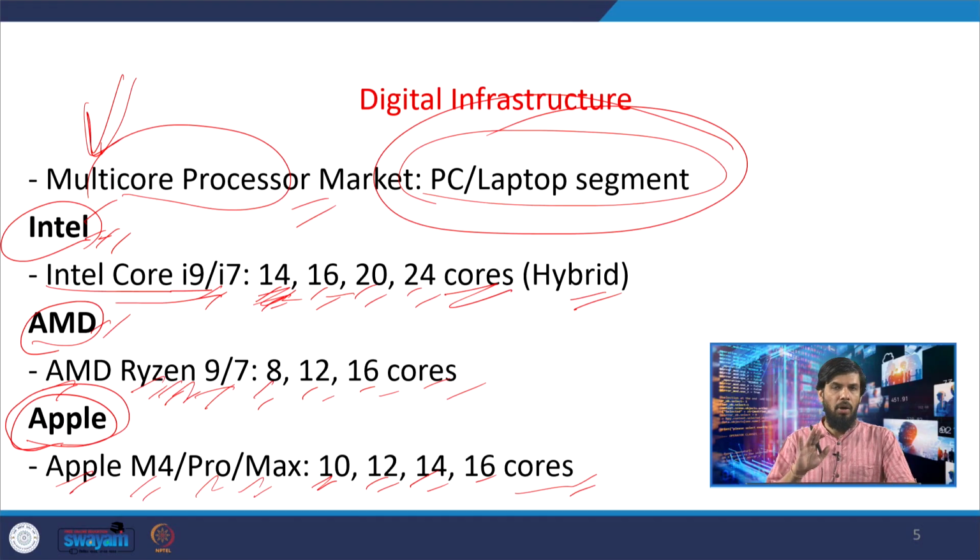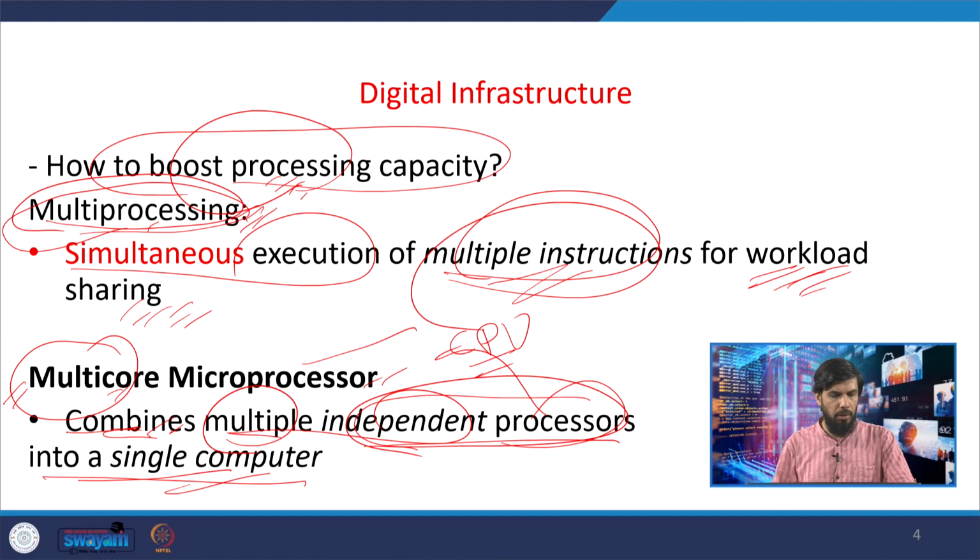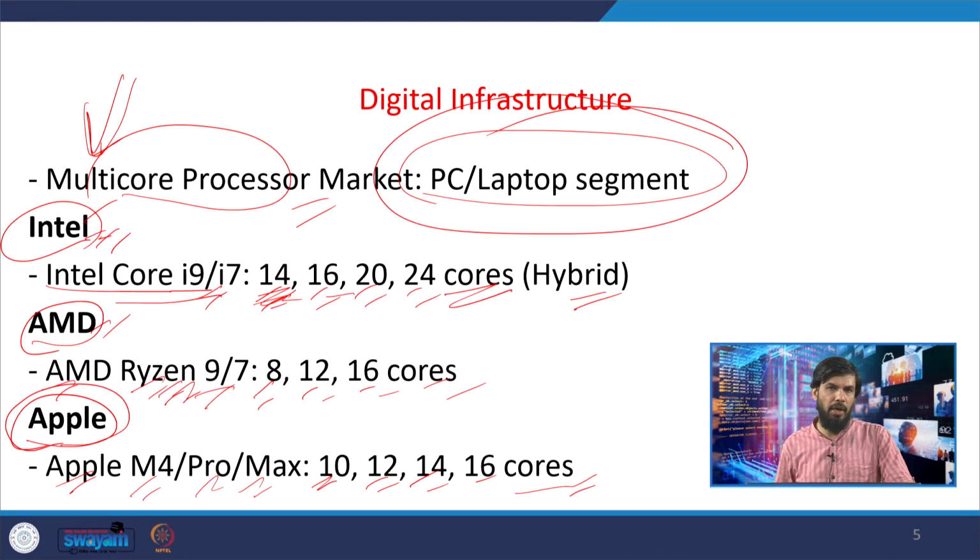So therefore we are already doing multi-processing, right. Multiple instructions can be simultaneously executed nowadays in most of the new computers that we buy, because they have cores in double digits.